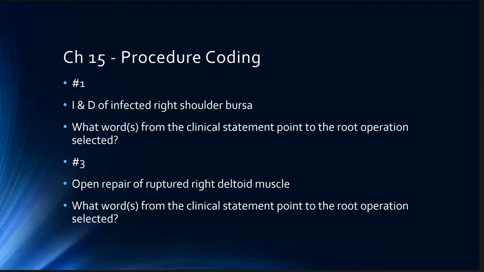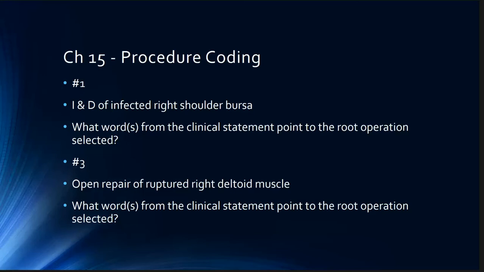As noted, when you're looking at exercise number 1, which is incision and drainage of an infected right shoulder bursa, what are the words in that clinical statement that point to a root operation? If we look at our ICD-10-PCS coding process, what words lead you to what will end up being your root operation for this particular procedure?